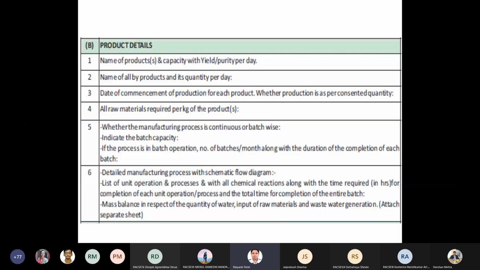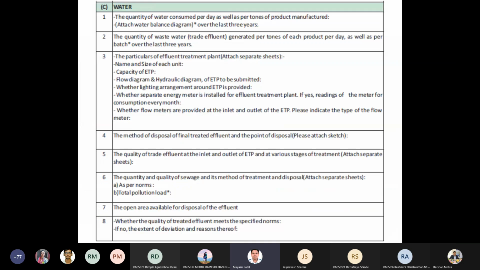Then mass balance, water balance, wastewater generation quantity, and the places from where the wastewater is generated. All these things are required.